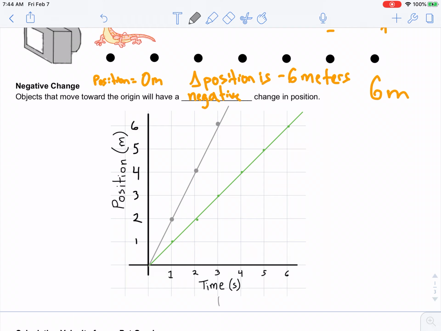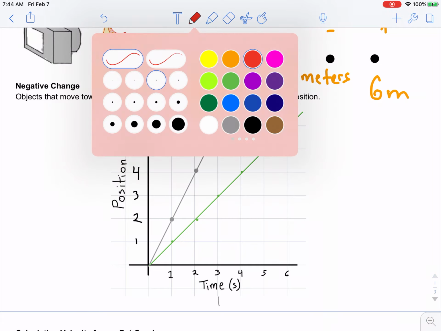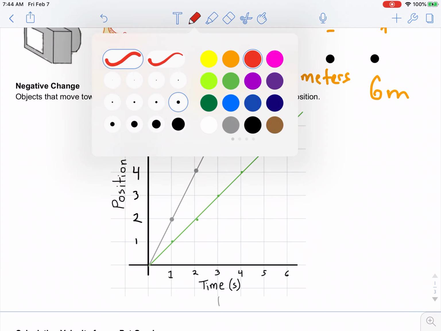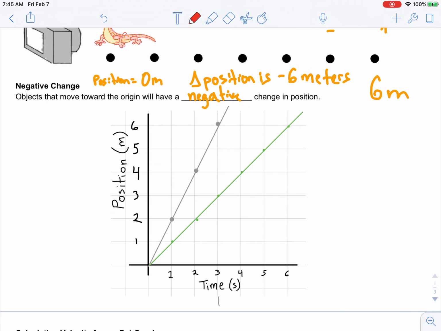Notice the slope. Notice the slope. That's the important thing here. Lizard guy. Do we have a name for him yet? Not yet. He started at 0 seconds. He was at 6 meters. And at 6 seconds, he was at position 0.